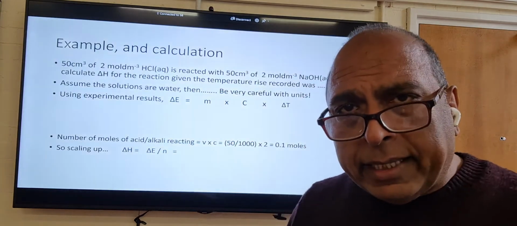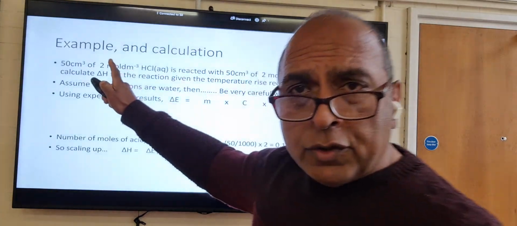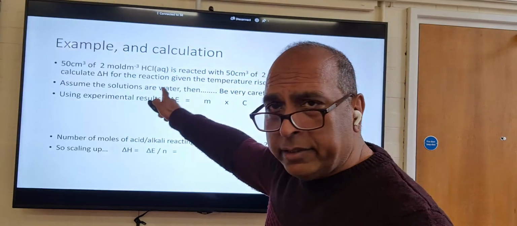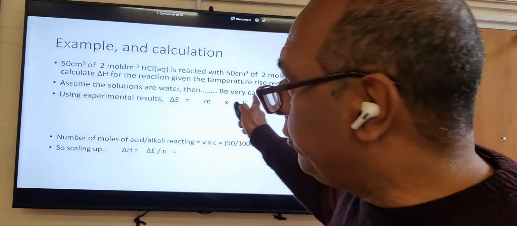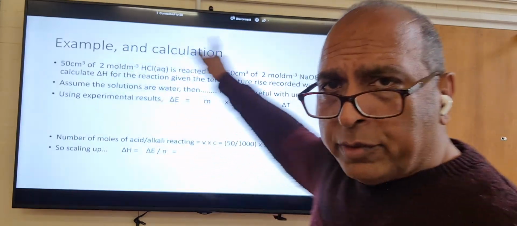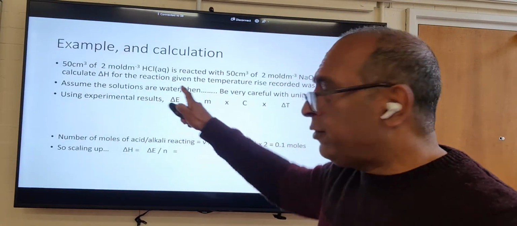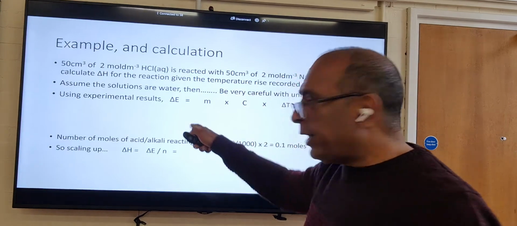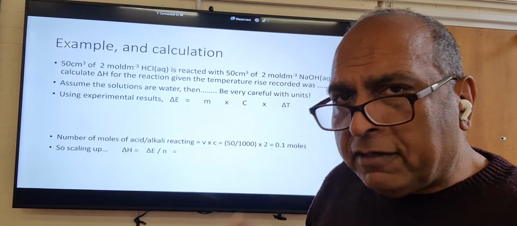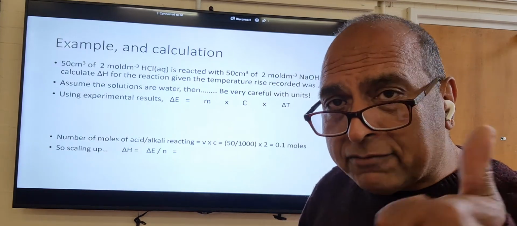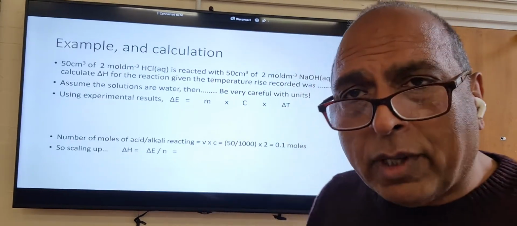So the calculation, what kind of calculation do we do? Well, 50 of 2 mole per litre hydrochloric acid is reacted with 50 of 2 mole per litre sodium hydroxide. So 50 of acid with 50 of alkali, that's what I did. The concentrations were 2 mole per litre of both. Assume that the solutions are water, and then we can do the calculation. So m is the mass of water. 50 and 50, mass is 100 grams, roughly, that's fine. c is 4.18. The change of temperature was 12.5 degrees.